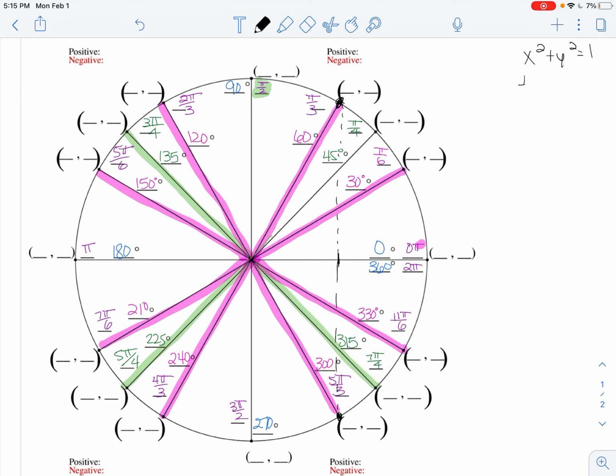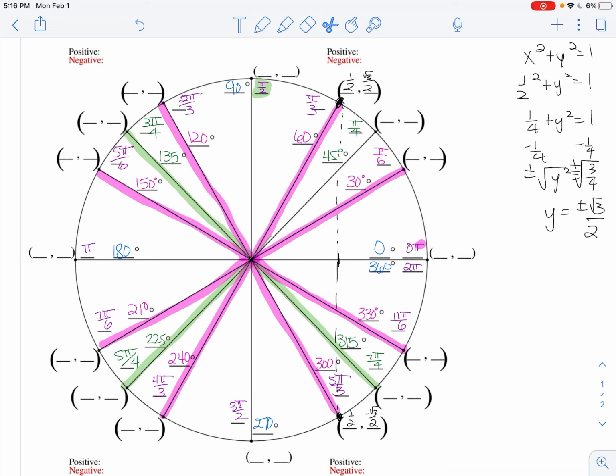So I know if x is 1/2, then 1/2 squared plus y squared equals 1. 1/2 squared is really 1/4. Solve for y squared by subtracting 1/4. y squared equals 3/4. Take the square root of both sides, plus or minus. We get y equals plus or minus the root of 3 over the root of 4, which is just 2. So we end up with these 2 points that are at positive 1/2 and positive root 3 over 2, and 1/2 and negative root 3 over 2.